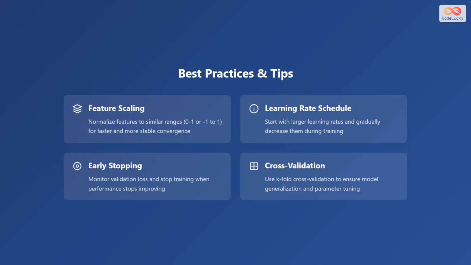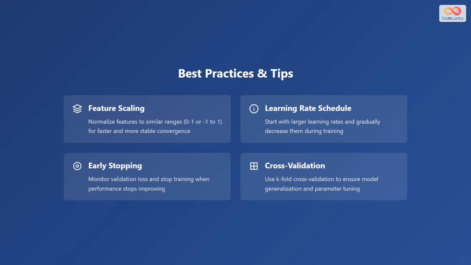Here are some best practices and tips for using gradient descent. Feature scaling is used to normalize features to similar ranges, 0 to 1 or -1 to 1, for faster and more stable convergence. We can also use a learning rate schedule by starting with larger learning rates and gradually decreasing them during training.